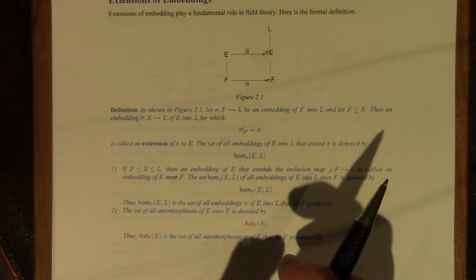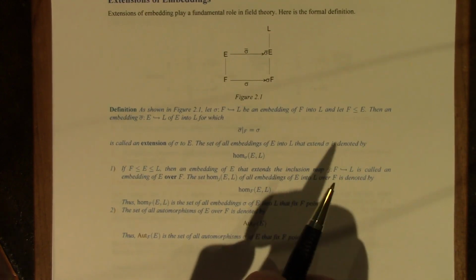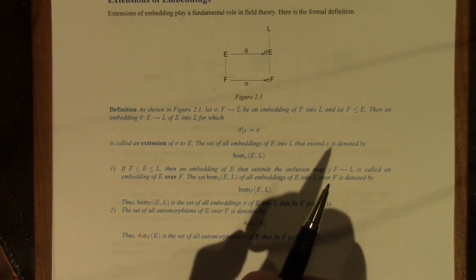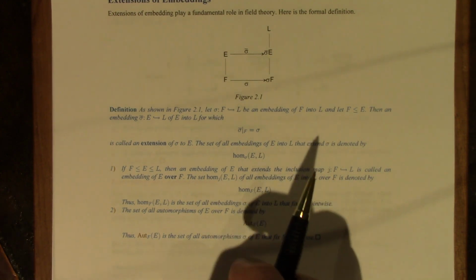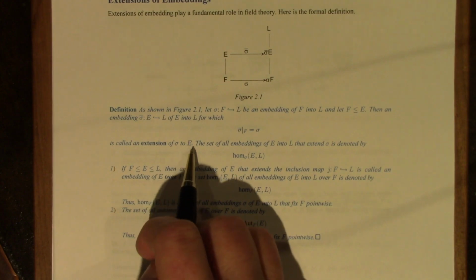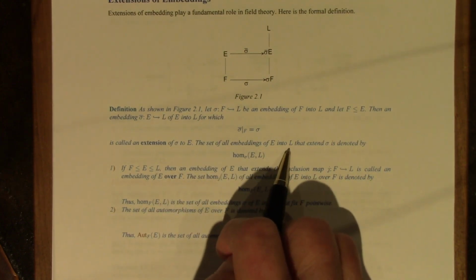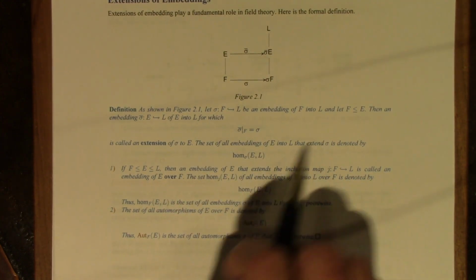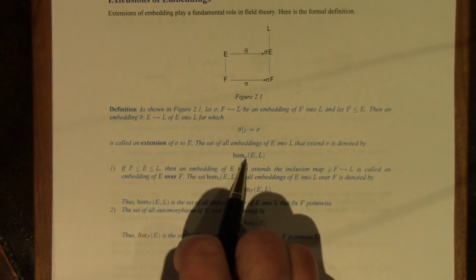This is not field theory. This is just basic theory of functions. The set of all embeddings of E into L that extend sigma will be denoted this way. So there's the subscript sigma here.